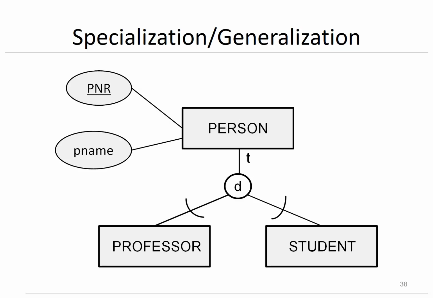This figure illustrates a total disjoint specialization. The specialization is total since, according to our model, all people are either students or professors. The specialization is disjoint since a student cannot be a professor at the same time.